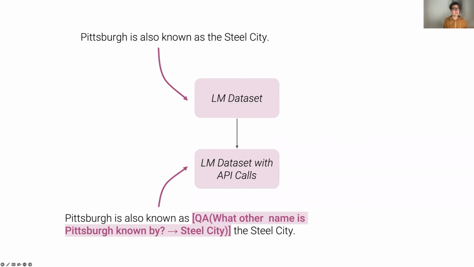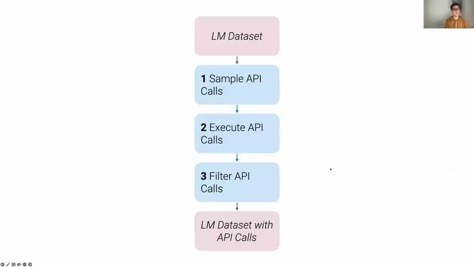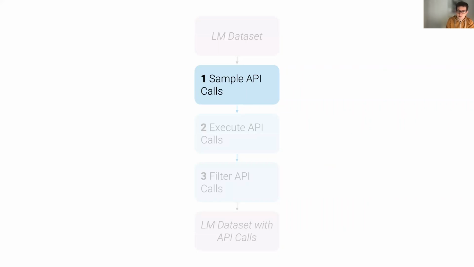All right, but how do we get from our standard language modeling dataset to a dataset with those API calls? We do that in 3 steps shown here. First of all, we sample API calls, then we execute them, and finally we filter them. And we'll now go through each of those steps in detail. So let's start with sampling API calls.